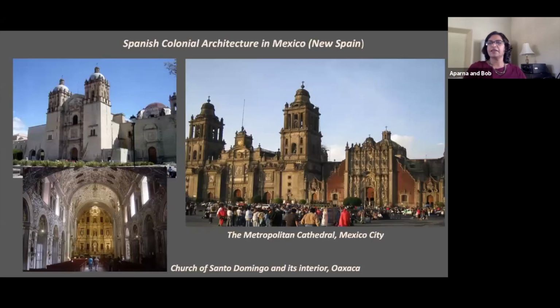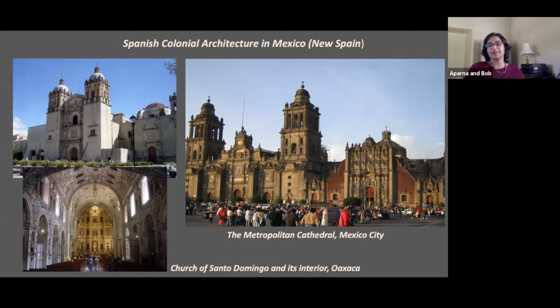Spanish colonial architecture in Mexico, or New Spain. Mexico, or New Spain, was the center of the Spanish colonial empire and also the richest. It has some of the best colonial era architecture. The historic center of Mexico City is a mixture of architectural styles from the 16th century to the present. Here, I have a picture of the Church of Santo Domingo and its interior at Oaxaca, and also the Metropolitan Cathedral in Mexico City.